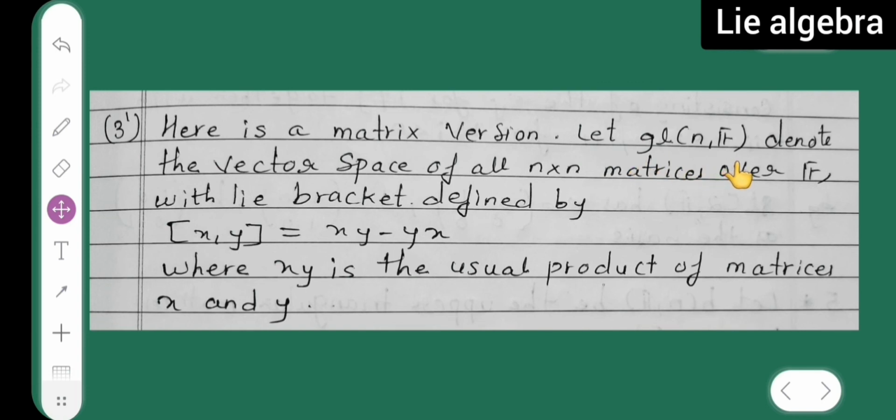GL of n comma f denote the vector space of all n into n matrices over f with the Lie brackets defined by, now here the Lie brackets are defined by what? X comma y is equal to, there was a composite over there, here slight change is there, here composite is not there, xy minus yx without composite, okay, where xy is the usual product of matrices x and y. This is the usual product of the matrices x and y, okay.